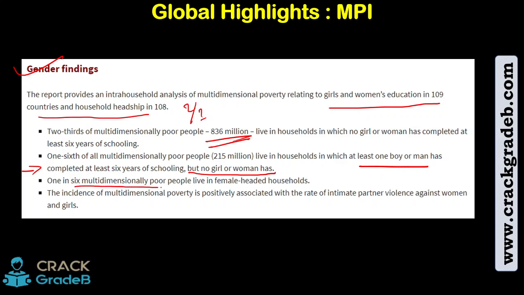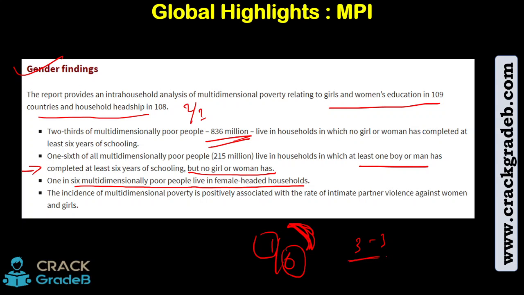1 in 6 multidimensionally poor people live in a female-headed household. So only 1 in 6. So it's 1/6. So out of 6 families, one family is being headed by a female, right? But this is not gender parity. So it has to be 3:3.